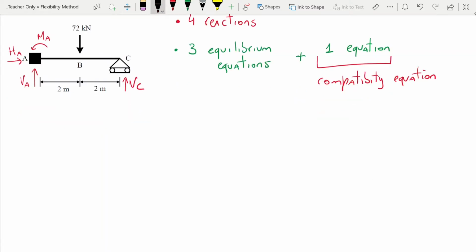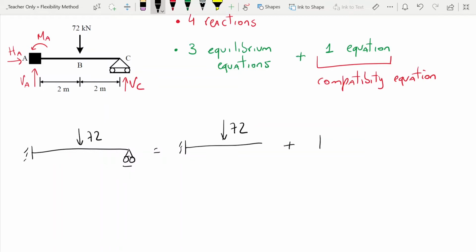So what's the idea of the flexibility method? We have this structure that we don't know how to calculate. In this case, it has the load of 72, a fixed support on the left and a roller support on the right. And we can say that this could be the load of 72 without the support plus having another structure that doesn't have the load of 72 but has the reaction VC. We know how to calculate these two structures.